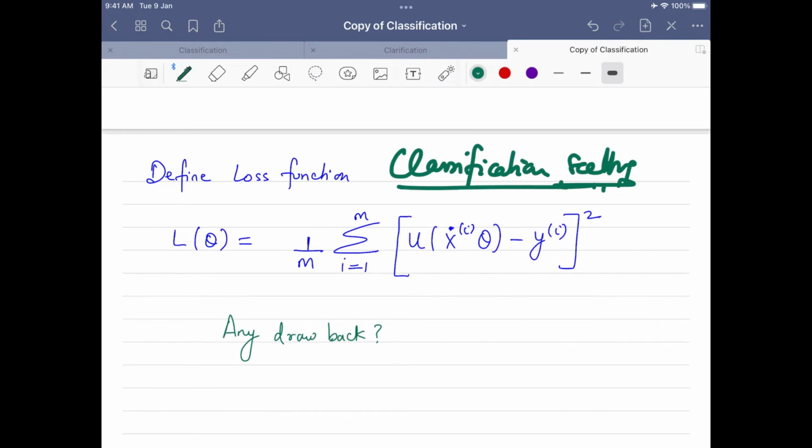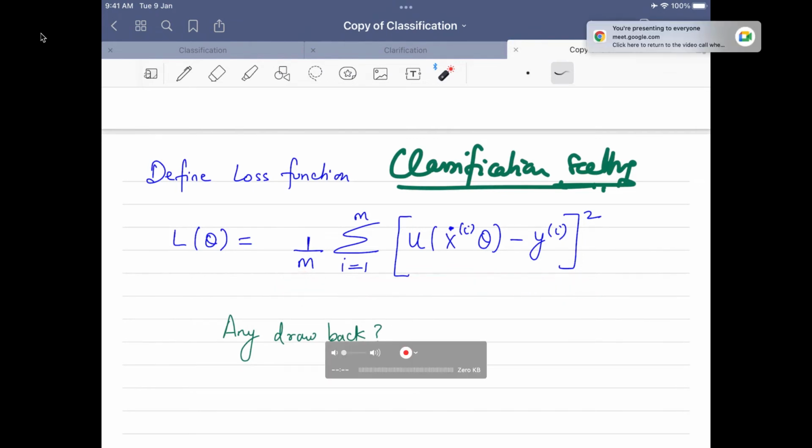In this loss function, can anyone tell me what is the drawback of this? First of all, we have this as a mean square error. This is the similar thing that we did for our linear regression also. If you recall, this is replaced by m theta xi in the case of linear regression. Same thing we are doing for the classification setting, but our model is changed to u of xi theta. So can anyone tell what will be the drawback here?